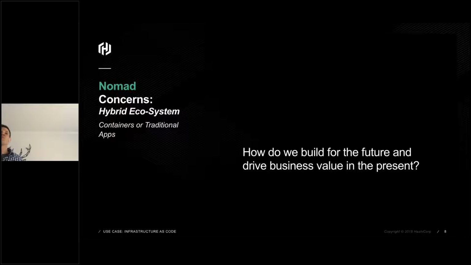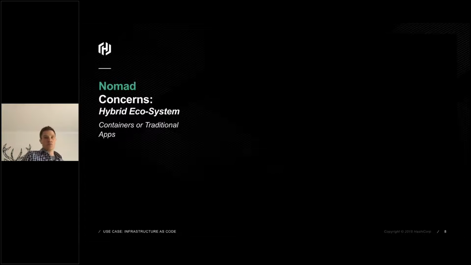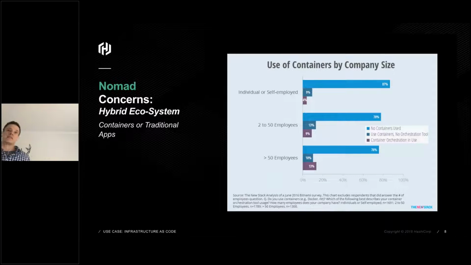And then one of the third primary concerns, and to me the big driver of why I think an organization has elected to use Nomad, is typically because they have some hybrid ecosystem. When I say a hybrid ecosystem, they may have containers or traditional applications. And so the question we ask is, how do we build for the future and drive business value in the present? And I think this single picture here makes sense of that, in my opinion.